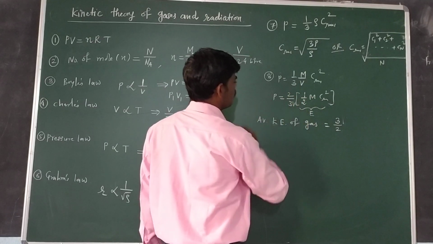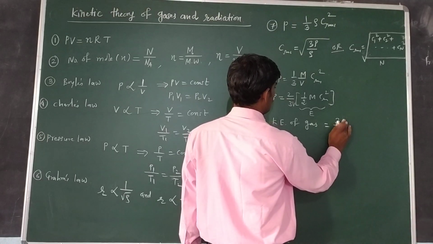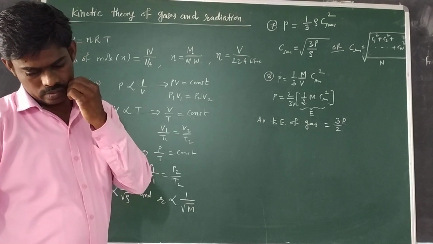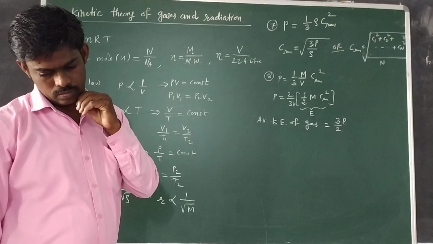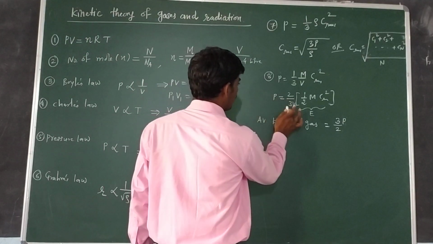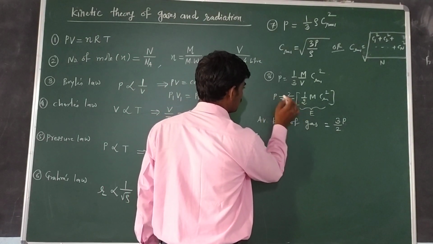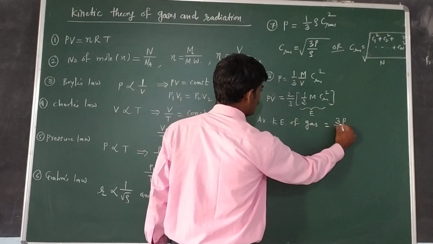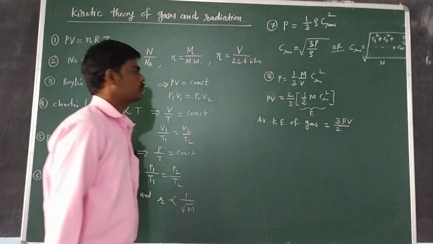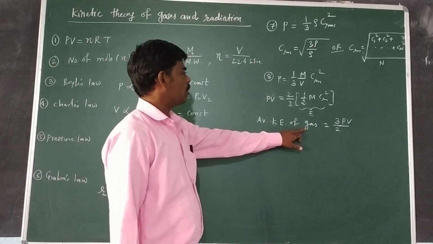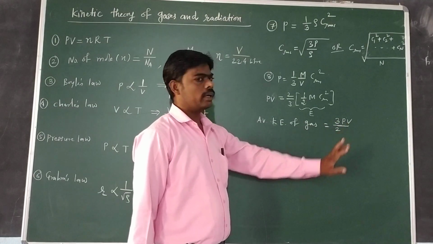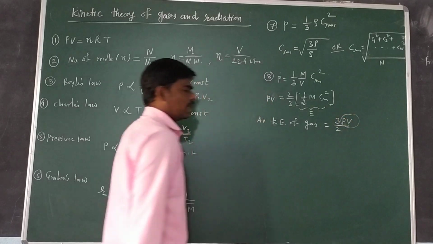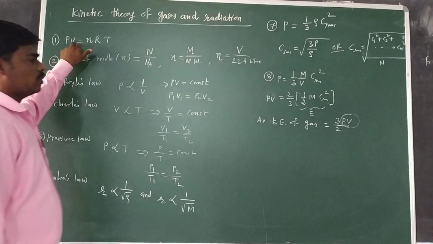So here, 3P upon, here we will write PV. So I will represent PV is equal to 2 by 3 E. So it becomes 3PV by 2. So the average kinetic energy of gas is 3PV by 2. Instead of PV, we can write nRT from the ideal gas equation.